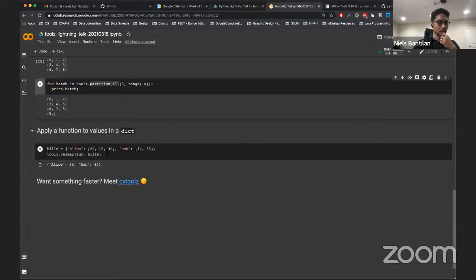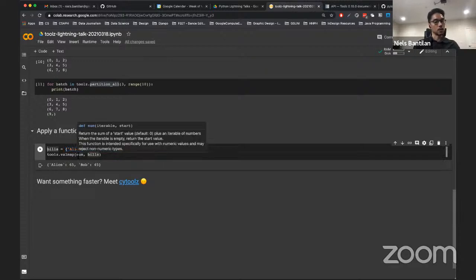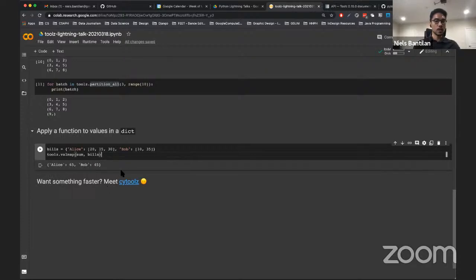Finally, this is one I don't use that often, but basically toolz is like itertools and functools with a lot more stuff in it. So this is useful for aggregation. If you have a dictionary where values are iterables, you can apply functions. You can apply sum to bills, and it will apply that function to all the values in the dict. And so here you'll get the total values for each of Alice and Bob.